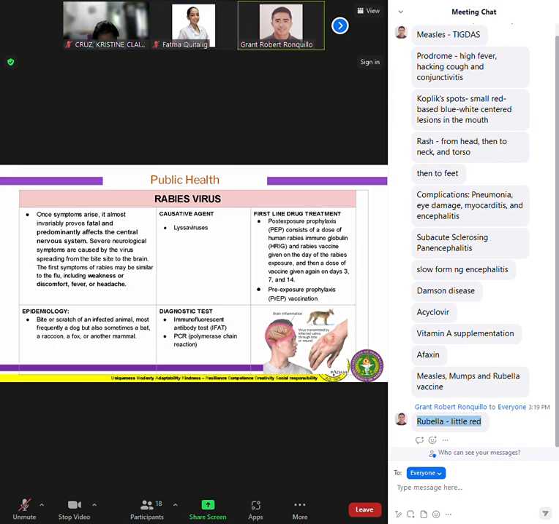So, i-formalize natin for rhabdoviridae under niya ay rabies virus and then isa siyang bullet shape. Ano ba yan? Nagdadalaga ako. Isa siyang bullet shape RNA virus.